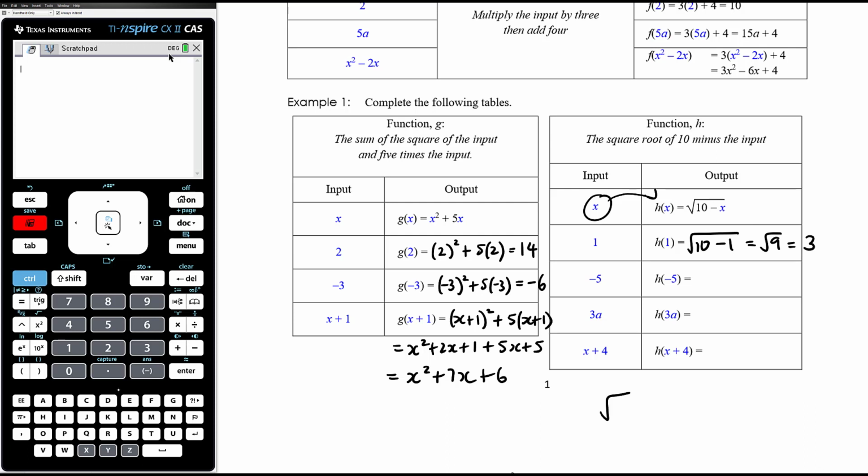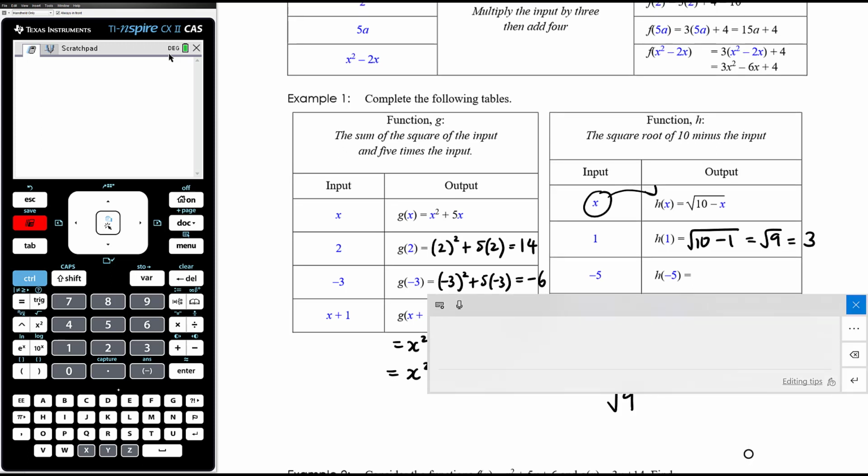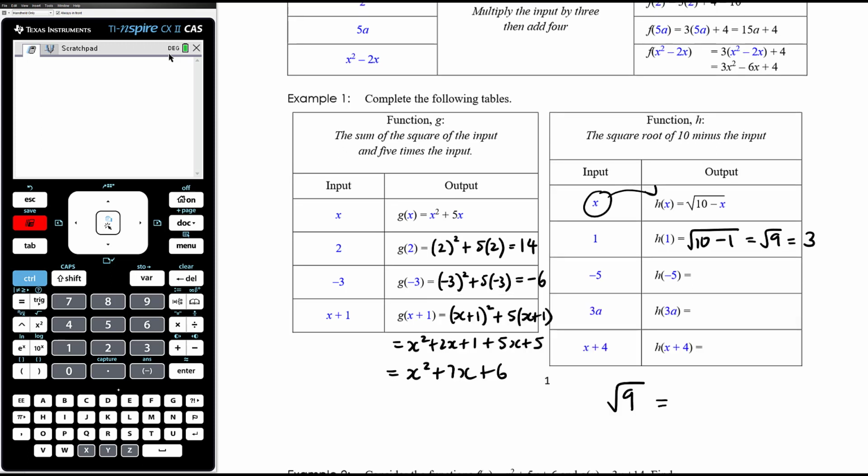Please note that the square root of 9 doesn't equal plus or minus 3. Okay, in the same way that 5 does not equal plus or minus 5. If we've got the positive square root of 9, there's no minus written out here or plus written out here. When there's no sign in front of a number, it's positive. So this is the positive square root of 9, which is 3.